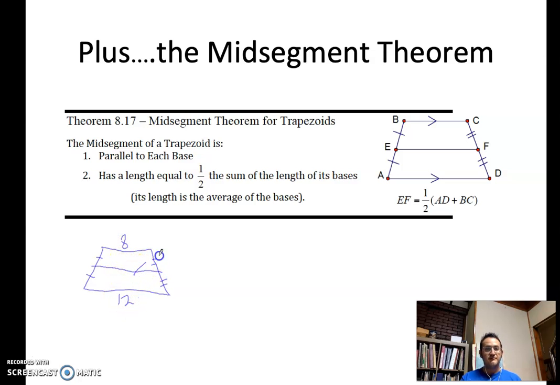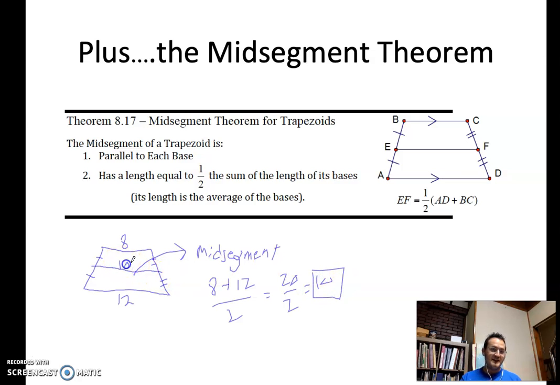So to get the mid-segment, what you would do is you would do 8 plus 12 divided by 2. So you would get 20 divided by 2, which is equal to 10. So in other words, 10 is the mid-segment, and that's halfway between 8 and 12.